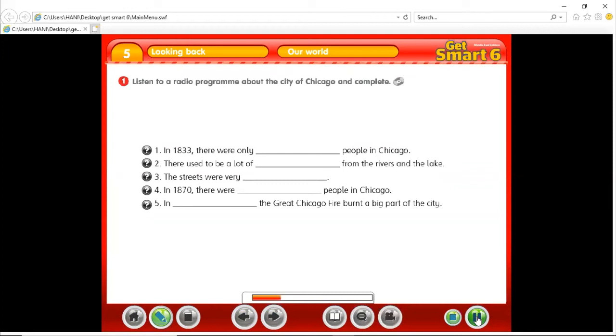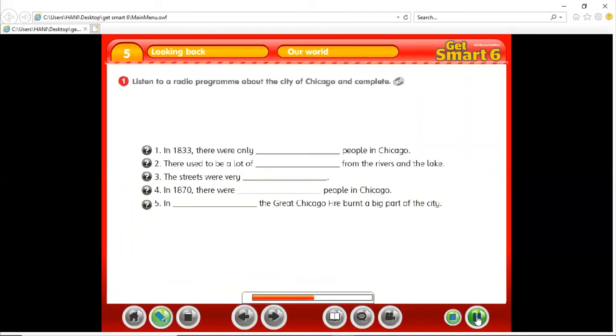Today, Chicago is one of the biggest cities in the USA and in the world. But it wasn't always like that. In 1833, Chicago was a small, quiet town. Only 350 people lived there. Can you believe it? Only 350. But in 7 years' time, the city's population was about 4,000.